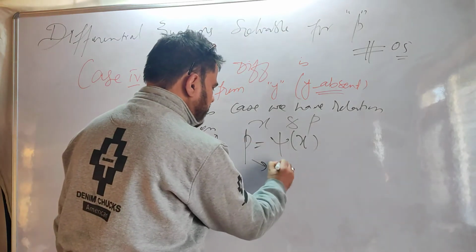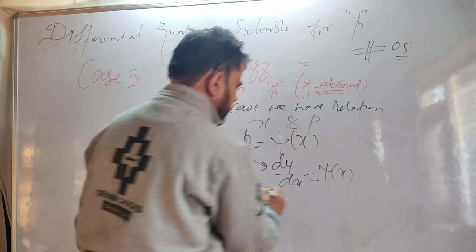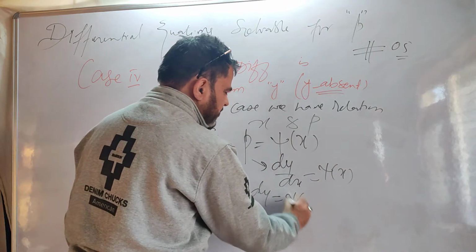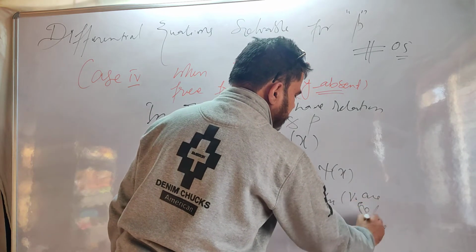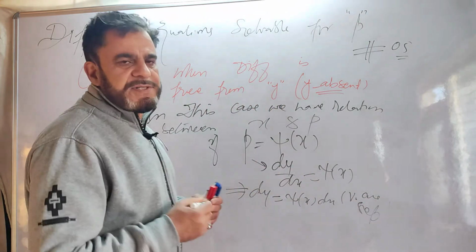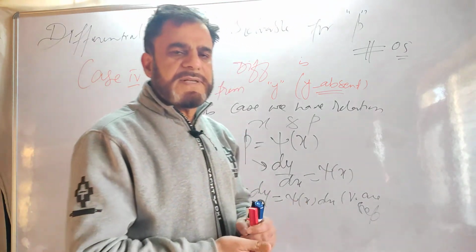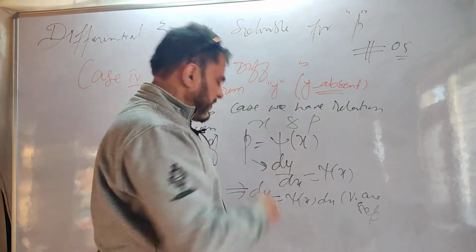If suppose P is some function of X, how will you proceed? You will use the value of P as dy by dx is equal to some function of X, which means that your dy is some function of X into dx. So variables are separated. You can easily integrate this and add the constant of integration. In this case it is very simple. If P is a function of X, Y is missing.